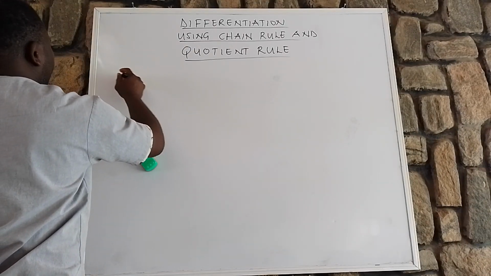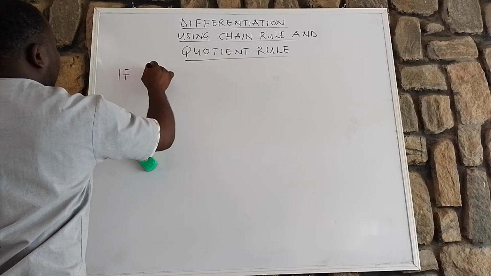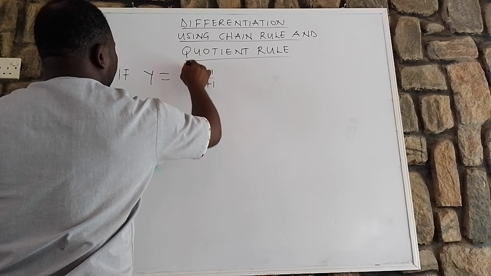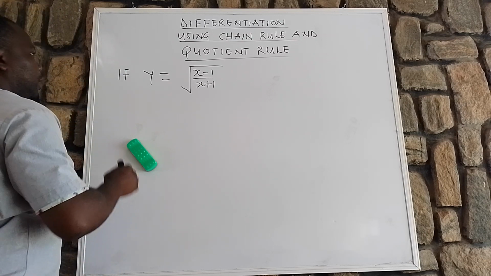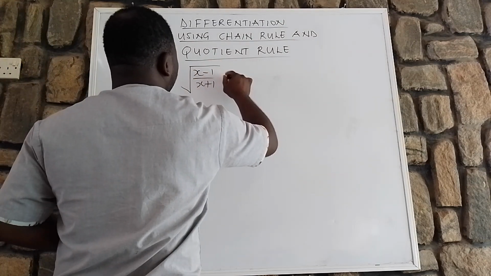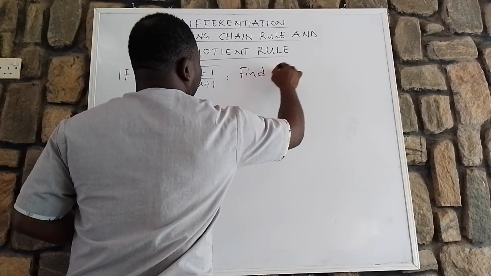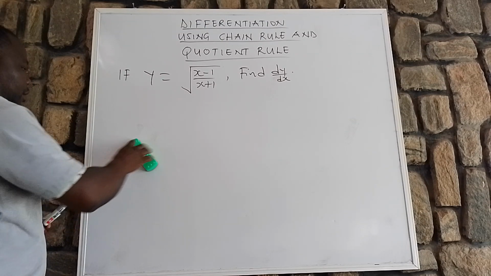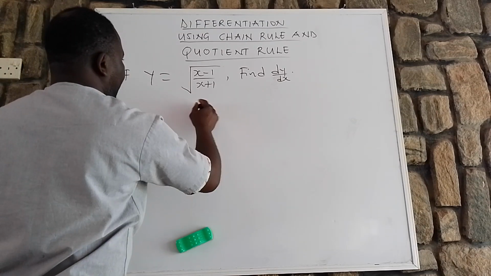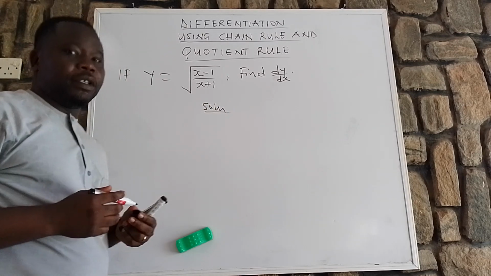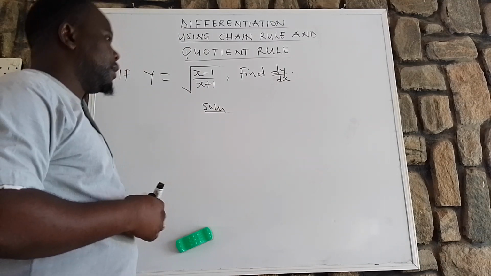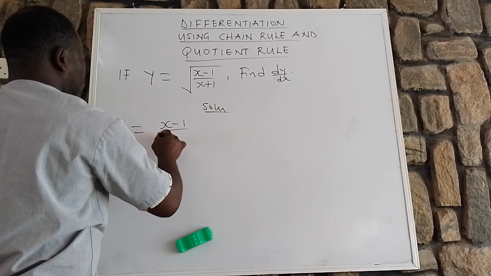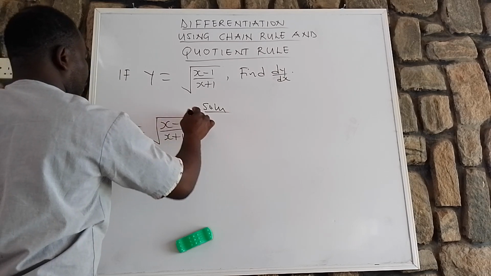Assuming you have a function of this form, if y is equal to the square root of x minus 1 all over x plus 1, find dy all over dx. Simple as ABC. Okay, let's write the solution. Please make sure you follow me. Listen very attentively. Is that clear? Okay, y is equal to the square root of x minus 1 all over x plus 1.